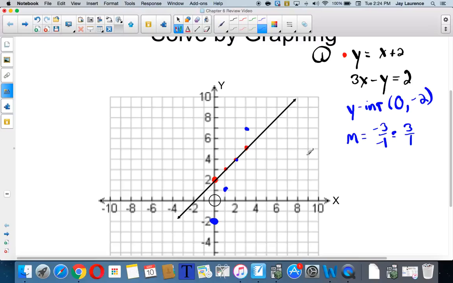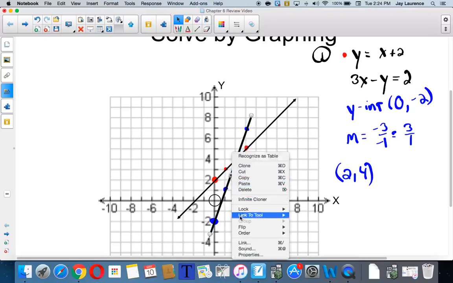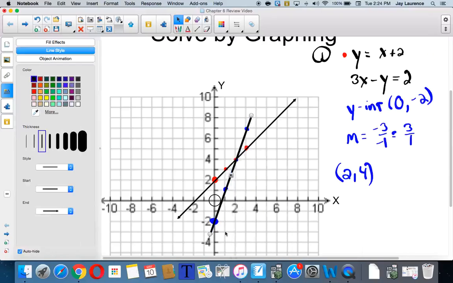Okay, so the solution to the set is going to be the point (2, 4), right? And then I should draw the line in. Oops, I ran off my airliner there. Sorry about that. And so you can see that they are crossing at the point (2, 4).